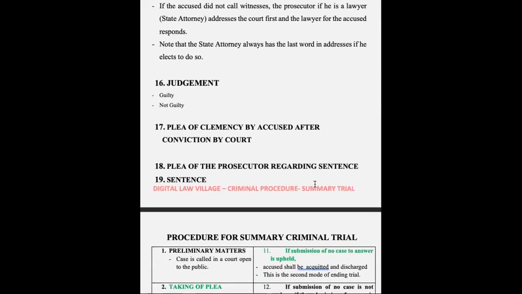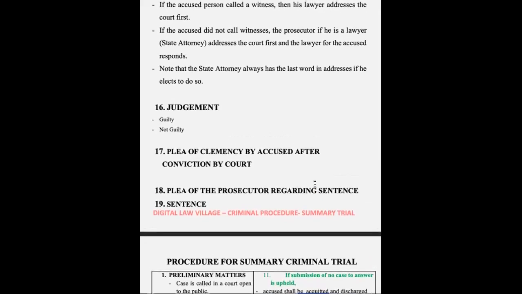Now, after the address is done, then it is time for the court to adjourn for judgment. You are saying that we've heard what you, for the prosecution, have said, and we've heard what the accused and you have said. So now the court will have to look at everything you have said and determine whether the accused person is guilty or not guilty. If the accused is found not guilty, he shall be acquitted and discharged. But if the accused is found guilty, it means that he will be convicted. So the court will say, accused is hereby convicted of stealing.